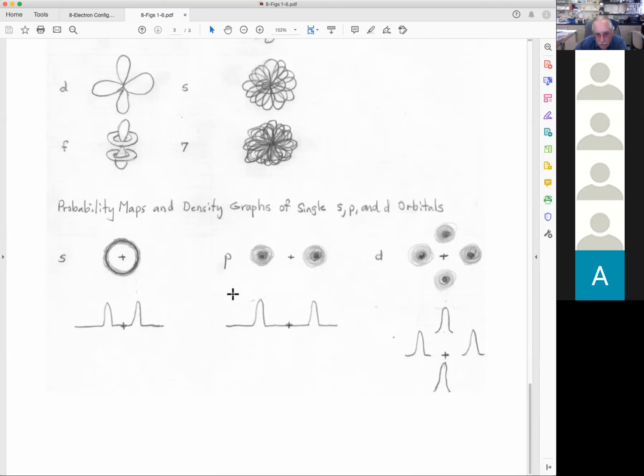For a P type of subshell, it's similar. So I got a low probability here, then a high probability, and then it becomes low again, right? And then 0. So you see where the nucleus is. So the electrons have a high probability of being here and here. Then with a D, where it's more complex, you have a high probability wherever you see the dark spot.